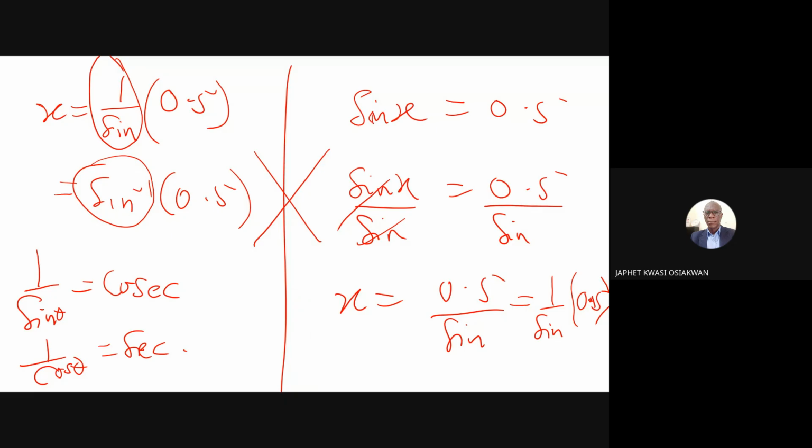Please, are you okay? Yes, sir. So 1 over sine is cosec. 1 over cos is secant. 1 over sine is not the same as sine inverse. Not at all. So let us be careful.